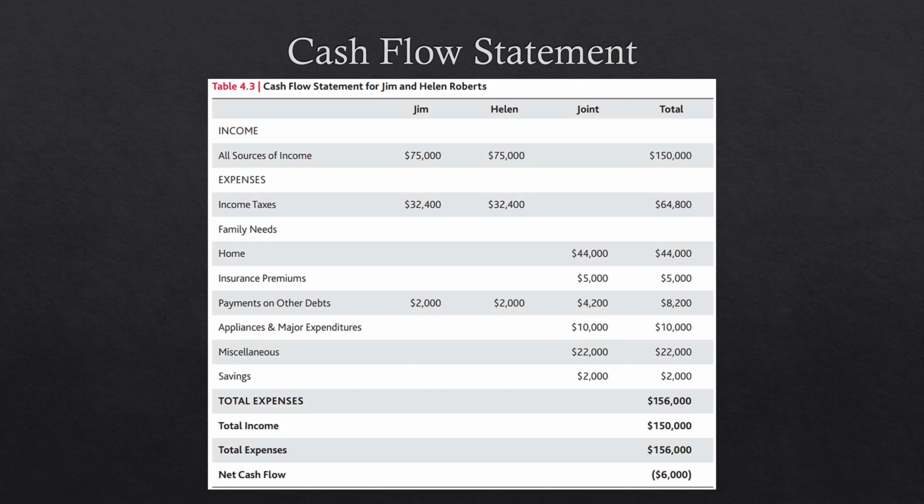So with this cash flow statement, again, it's pretty straightforward. First off, you look at your income from all the different sources. So Jim and Helen, both $75,000 of income. Then you look at their expenses. So they're paying some money towards tax, and then they have various family needs like home, insurance premiums, payment on other debts, that sort of thing. So you look at the income, you subtract all the expenses, and then you come up with the cash flow. So in this case, it is a negative cash flow. There is more expenses than income, and so the net cash flow is negative.